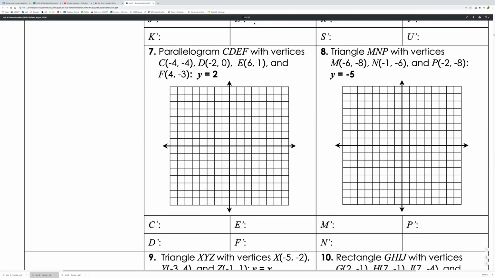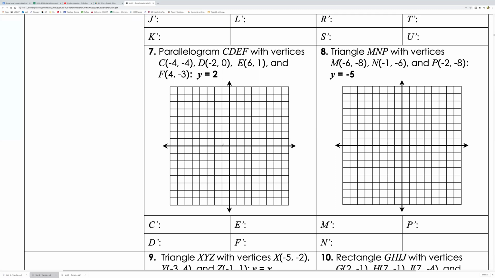So again, I'm gonna do my pre-image in red. So I have 1, 2, 3, 4, 1, 2, 3, 4, C. I got -2, 0, that's D. +4, -3. There's that one. And 6, 1. Okay, and I'm going to connect my dots here. Ooh, that's why it's always really good to use your straight line tool just to make sure you get a nice shape.